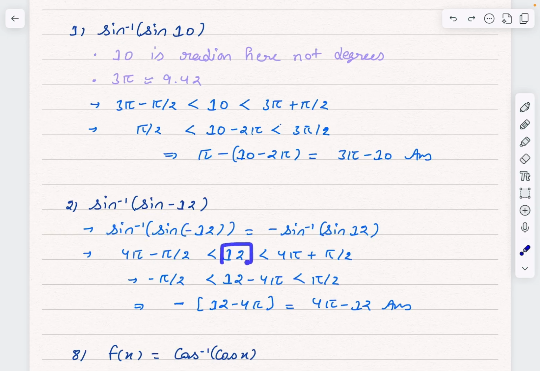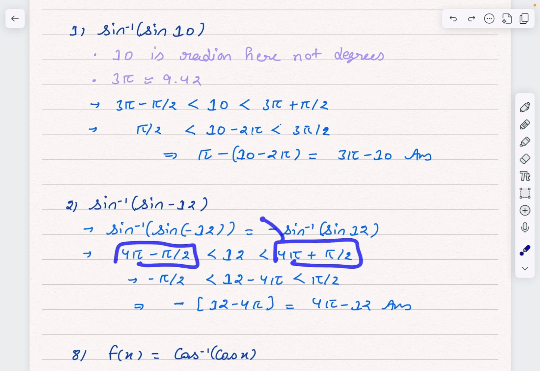Now 12 we can write in the interval 4 pi minus pi by 2 to 4 pi plus pi by 2. See, the length of the interval should be pi only. It should not be more than that. Otherwise, it will be of no use. Make the length of the interval to be pi only.